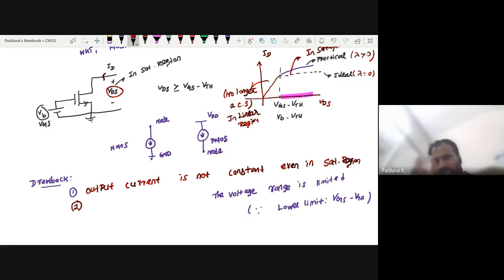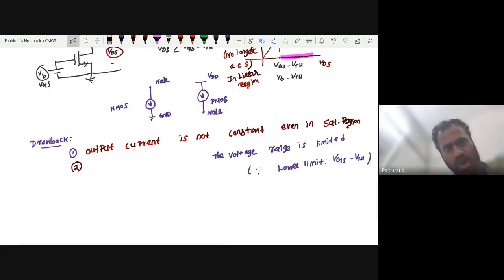The second drawback: the limit is bounded, right? The lower limit is VGS minus VTH, not like an ideal current source. So any difficulty in observation 1?